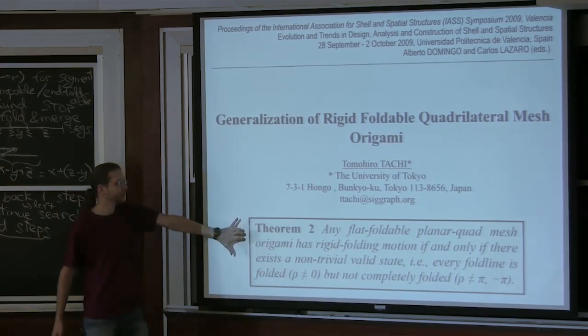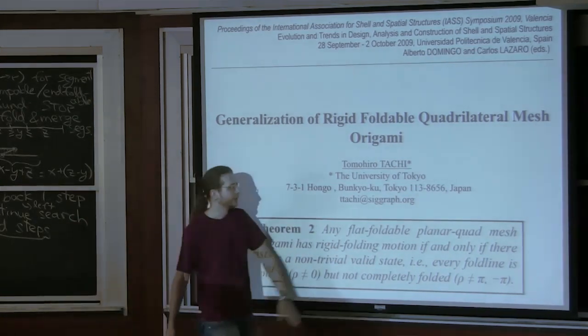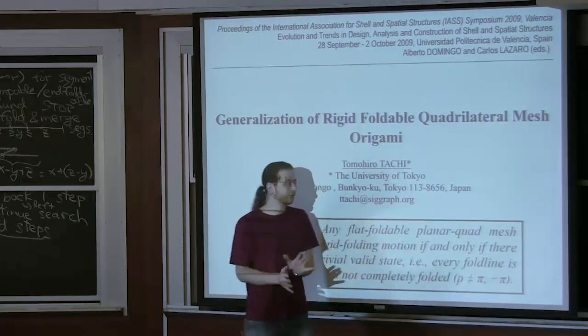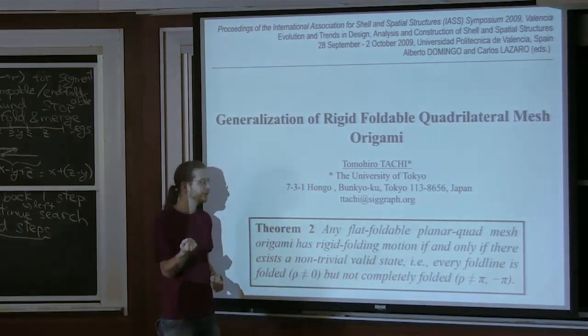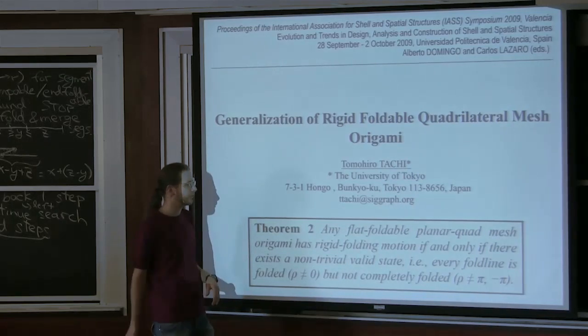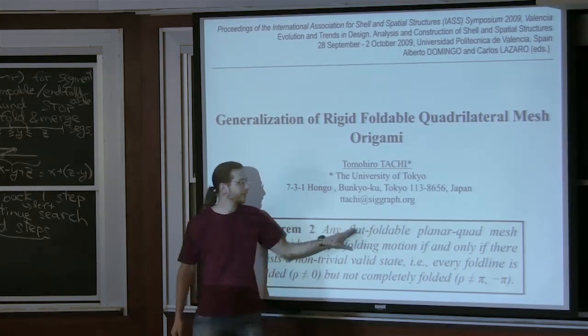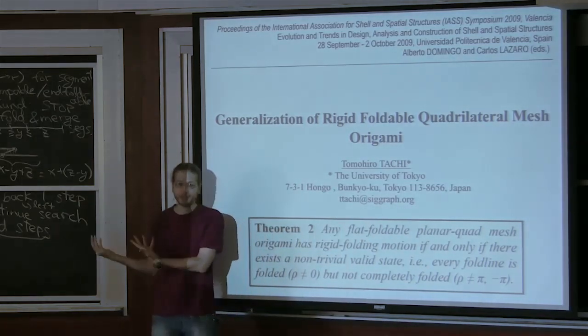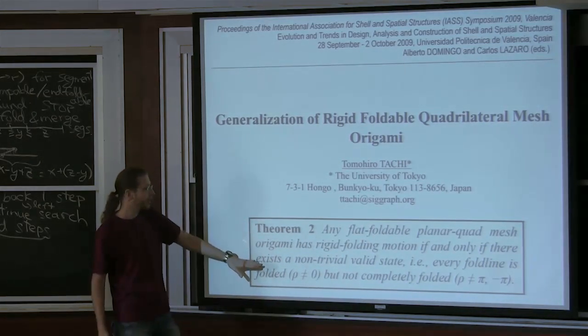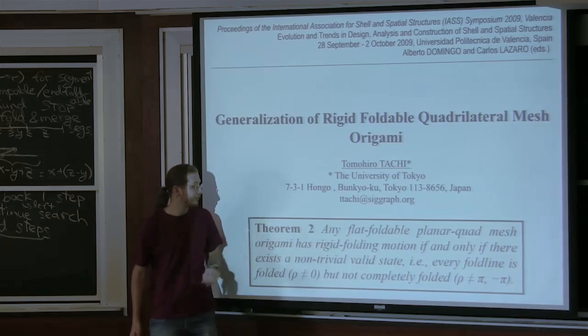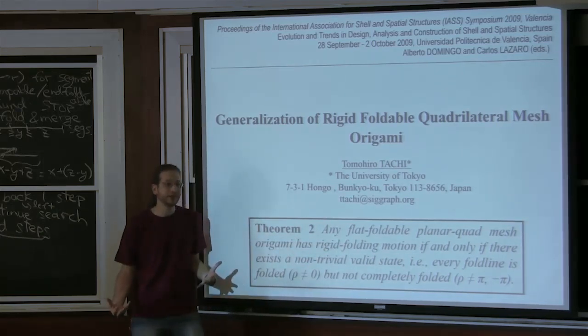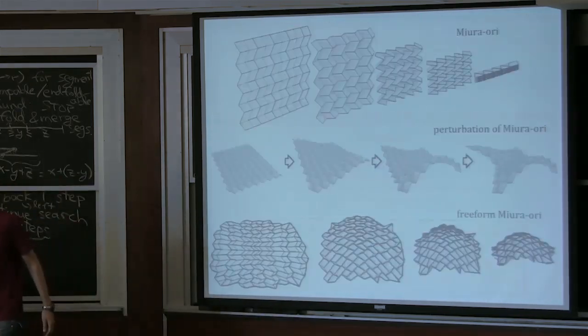And he has this cool theorem which says that if you have a planar quad mesh, so a particular kind of crease pattern, every vertex has 4 incident creases, every face is a quadrilateral, and it's flat foldable. So you may not care about flat foldability, but you need this Kawasaki condition to guarantee that this will work. Then it has a rigid folding motion if and only if it has a 3D state. Let me show you some examples.